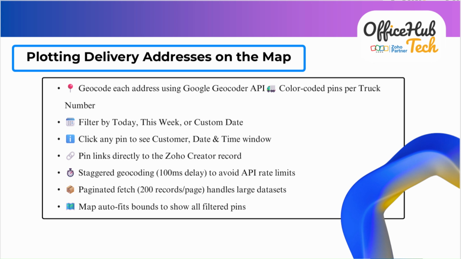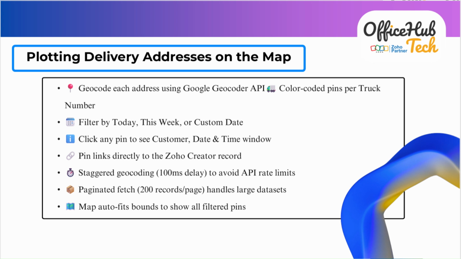So then, plotting delivery addresses on the map from Zoho Creator. Every delivery address gets geocoded and plotted as a pin, but not all pins look the same. Each truck gets its own color. If you have multiple trucks, like one to three trucks mixed, you will immediately see three different colors clustered on the map. This makes it incredibly easy to see territory overlap or gaps in coverage. You can filter deliveries by today, this week, and custom range. When you change the filter, the map refreshes and shows the relevant pins.